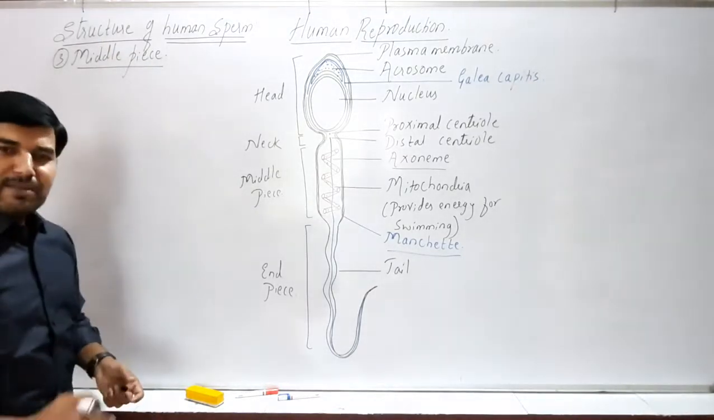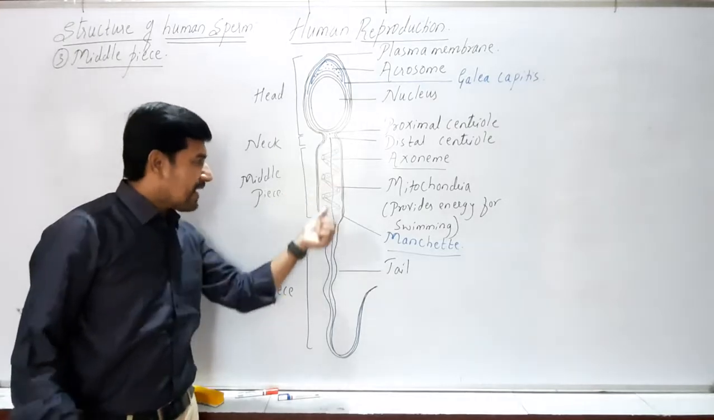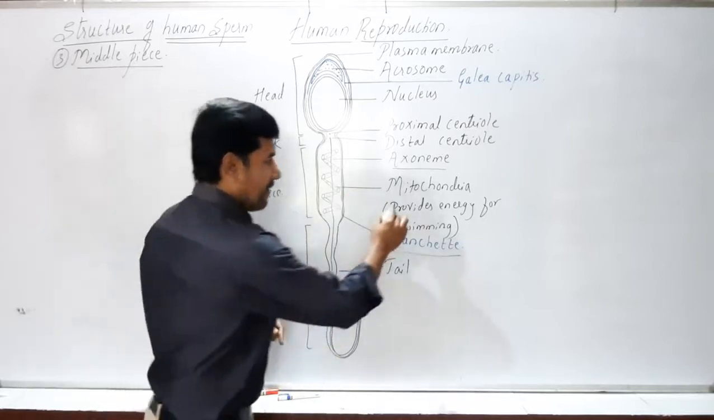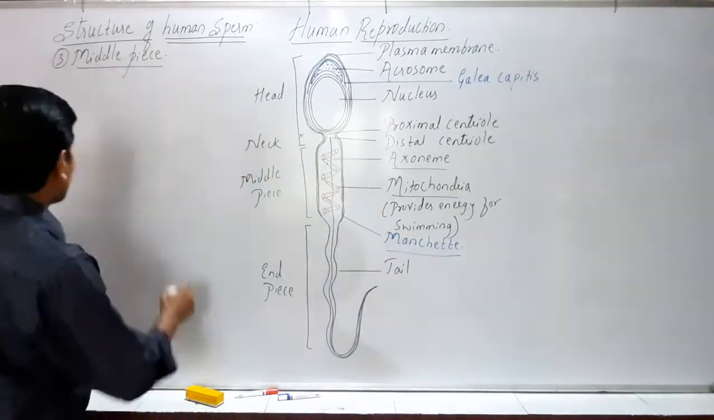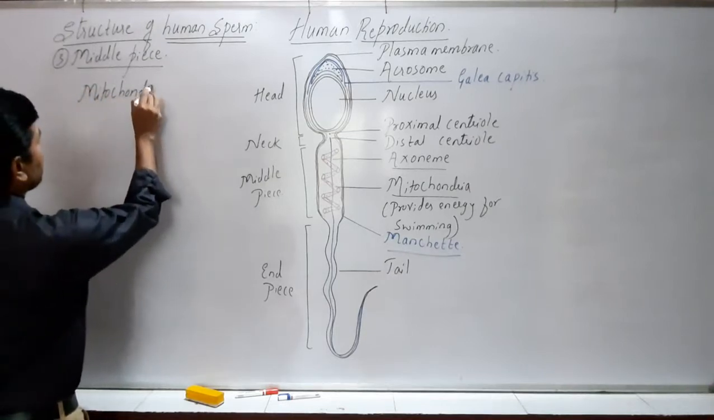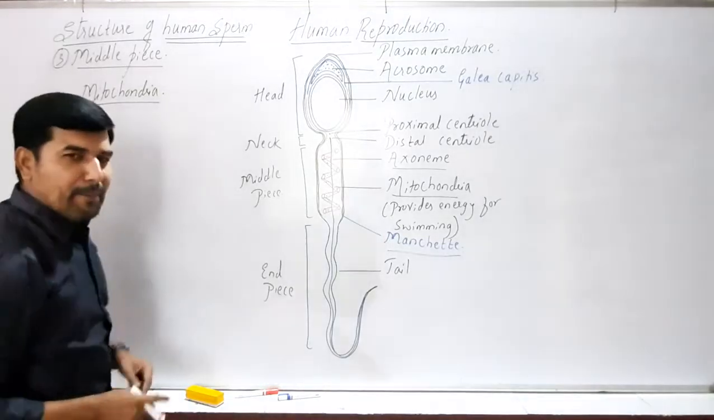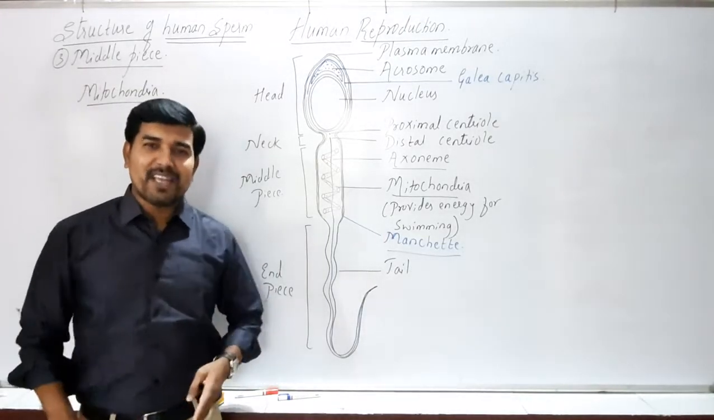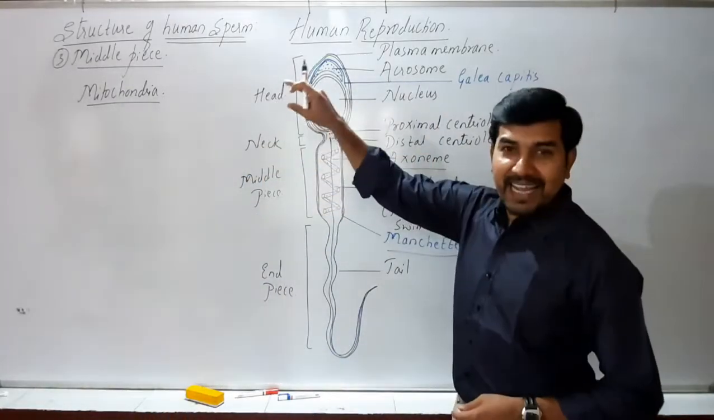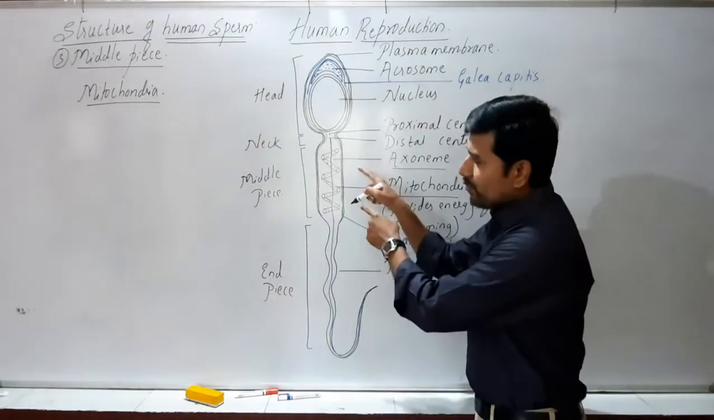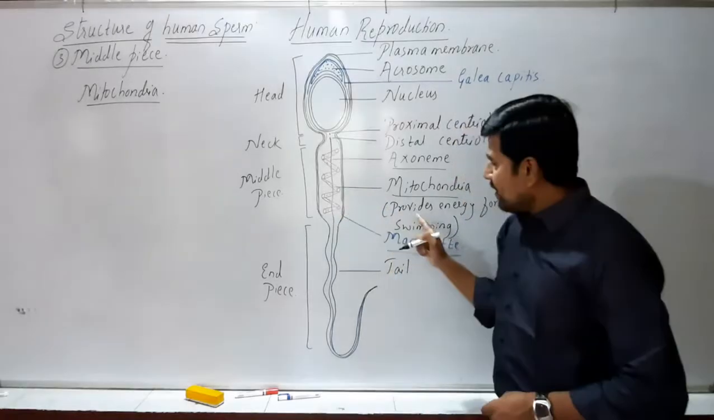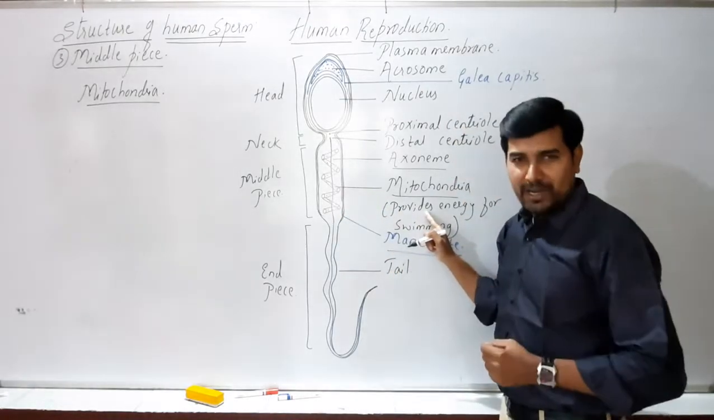Now look at the middle piece. What does the middle piece consist of? Middle piece consists of an axoneme. Along with that, it has numerous structures called mitochondria. We know mitochondria are called the powerhouse of the cell. Then why do we call them the powerhouse of the cell? Because they provide energy. For what purpose? Mitochondria are present abundantly in the middle piece of the sperm and provide energy for sperm swimming.